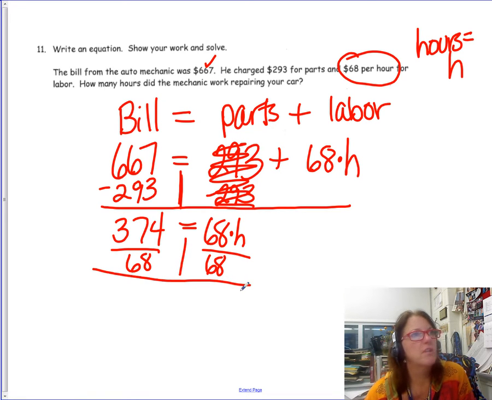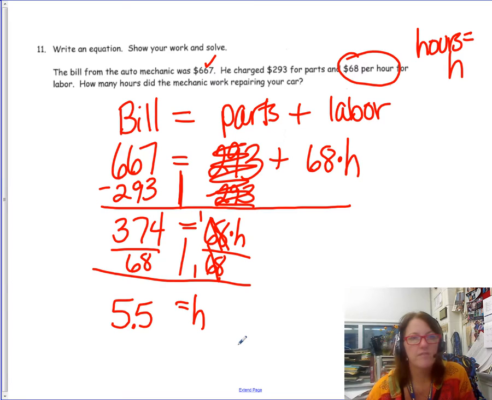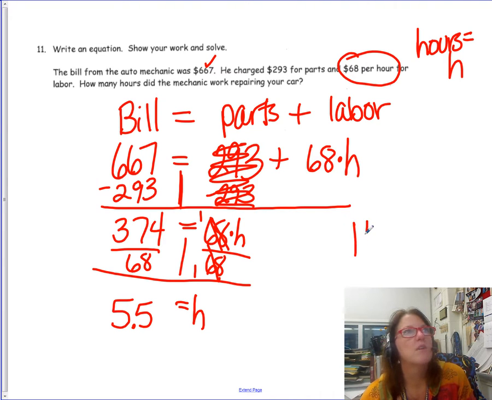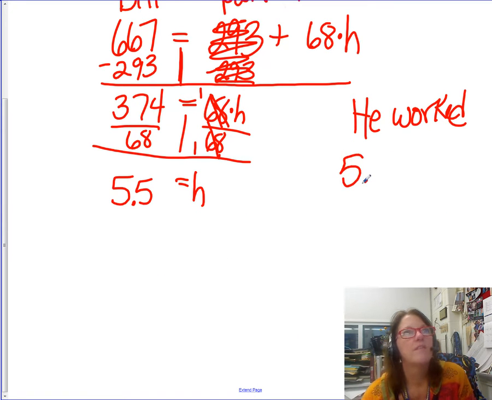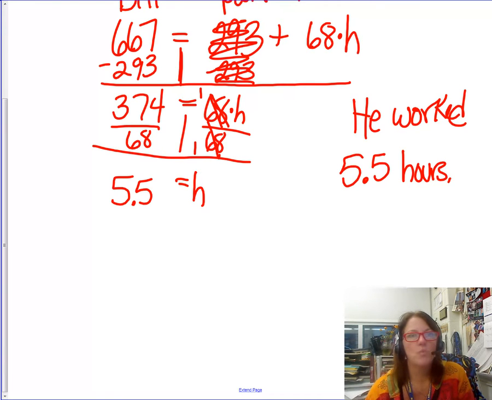Now I have to get rid of 68, or counteract that by division, because that's what undoes the multiplication. 68 over 68 is 1 over 1. What happens over here? You get 5.5 hours, 5 5/10. Now, hold on. Don't just leave your answer this way. How many hours? He worked 5.5 hours. He worked 5 5/10 or 5.5 hours.